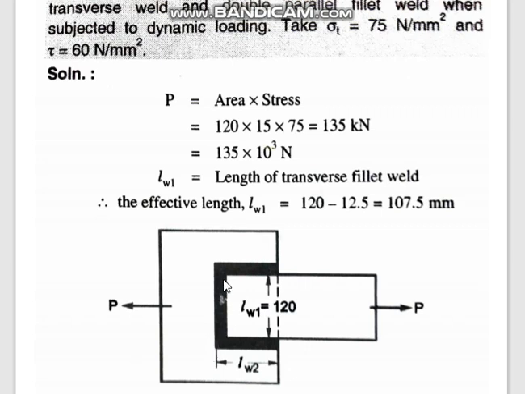Because towards the starting, the weld won't be good. Towards the ending also the weld won't be good. Therefore, in all the problems, 12.5 mm you can minus, saying that towards the beginning and towards the end, it will not be good. So we are minusing 12.5 mm. So though it is 120 mm, you should not consider 120 mm. You should consider 120 minus 12.5 mm only as the length. So this LW1 becomes the effective length. The effective length will become 107.5 mm only.